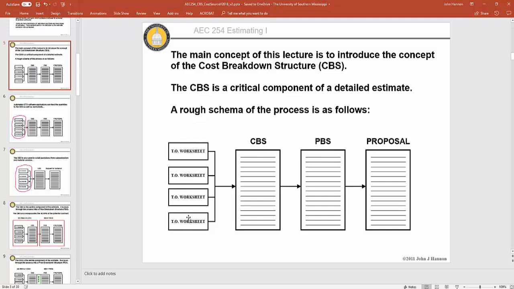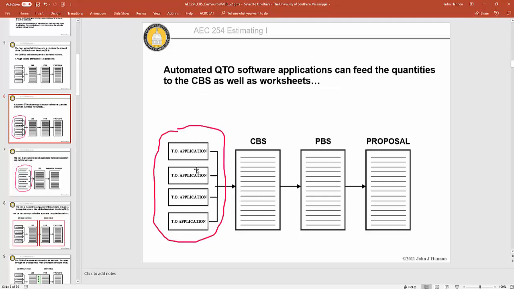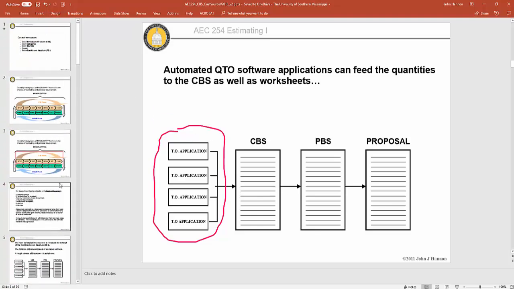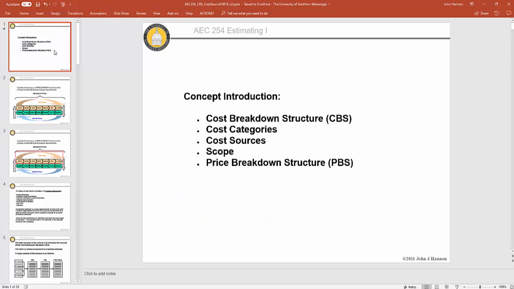We'll do it with worksheets in the class. Then we'll graduate to a specific quantity takeoff software application, which automates it, makes it simpler, quicker. And then towards the end of the class, we'll create a cost breakdown structure. We'll mark it up, make it a WBS, and we'll get to see how all this works together. So I hope that wasn't too long or too complicated. I think it's simpler than the way that the author of the text broke it out.